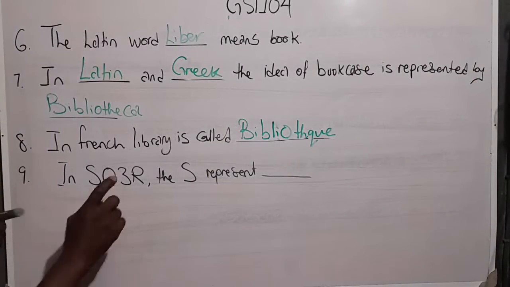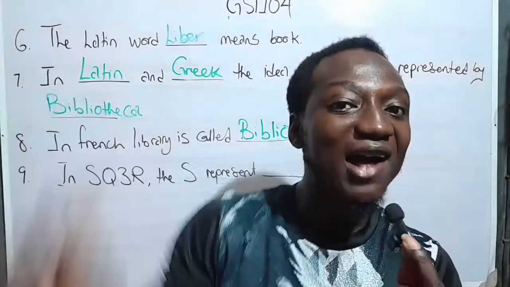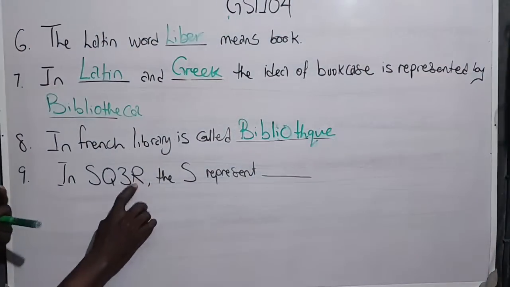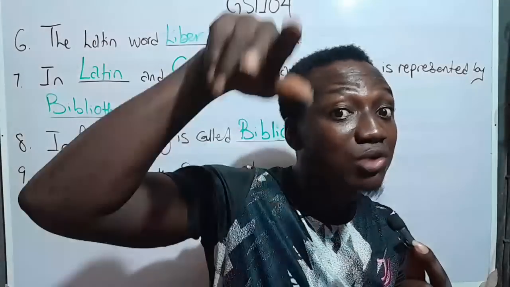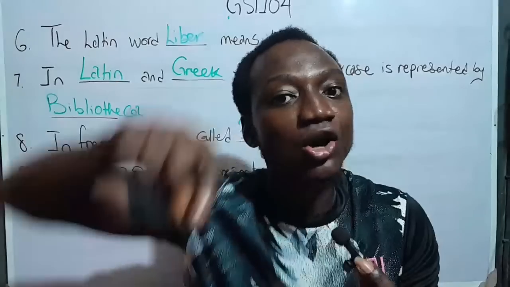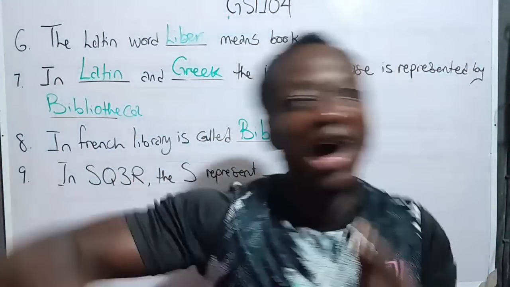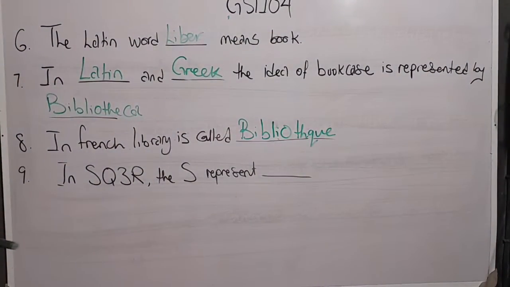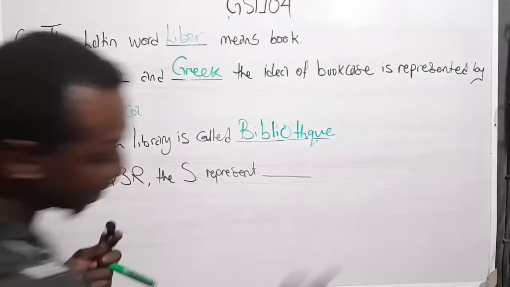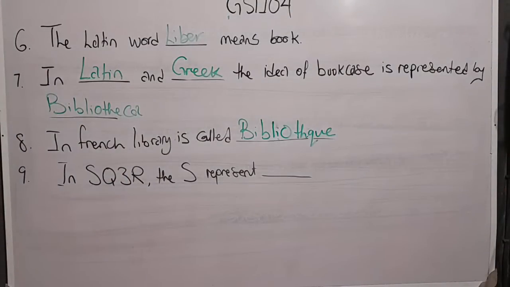I've seen questions that ask what the second R among the SQ3R stands for. I know you know that there are 3 R's in SQ3R. What does the second R represent? What does the third R represent? What does the first R represent? Don't worry, we'll dissect it here. Let's take it one step at a time. What does the S in SQ3R stand for? Awesome. Wonderful. Yes, we have survey. The S represents survey.